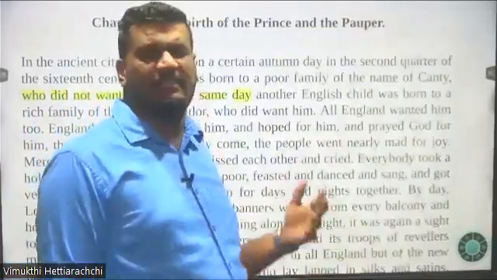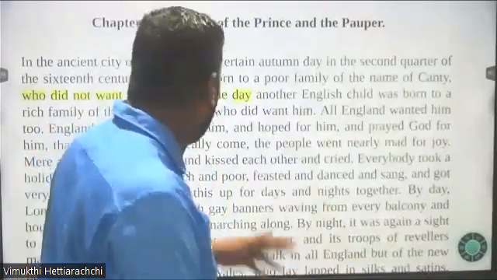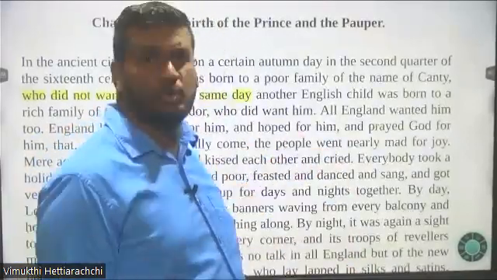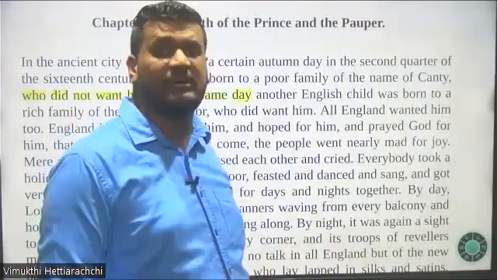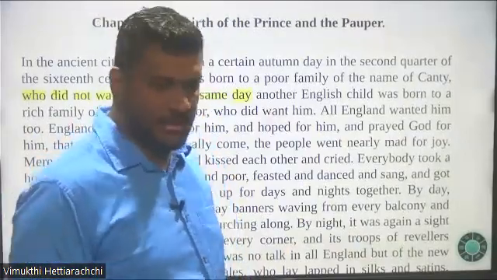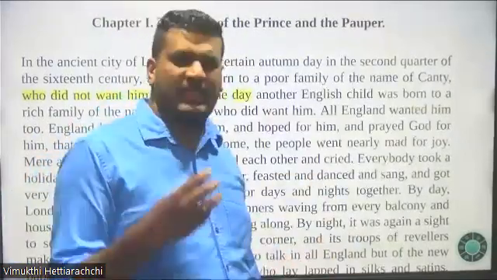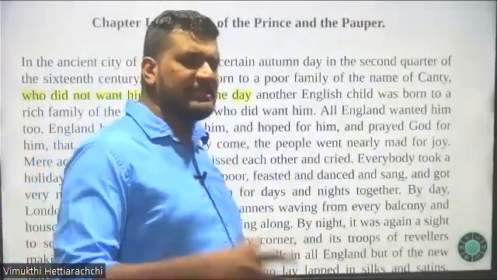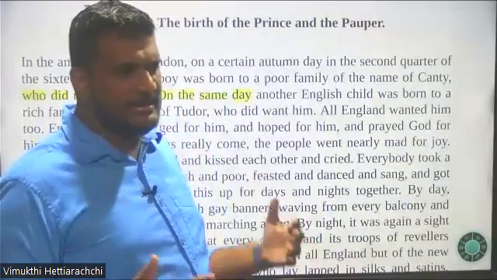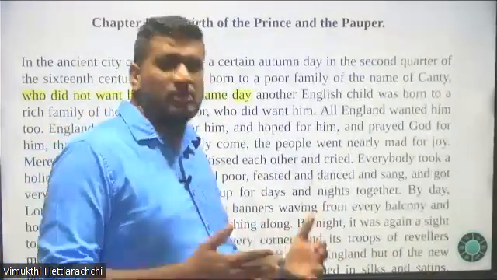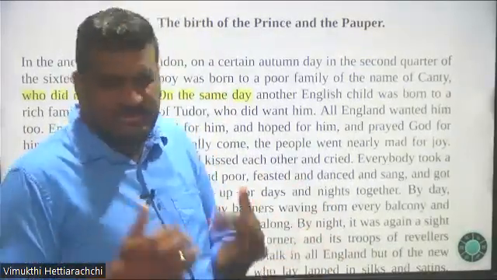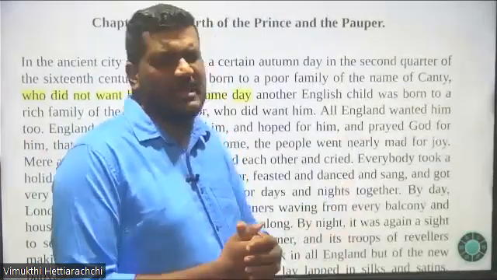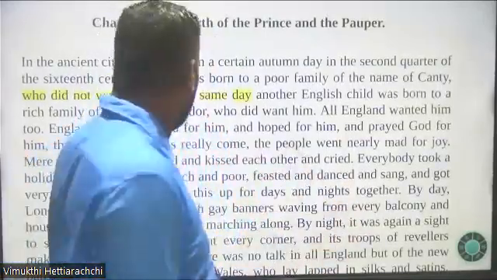Now you can understand the comparison if you pay your attention. Edward Tudor is actually born to a rich family, or else we can use the word noble family, right? He was born to a noble family. Now both are children, both were born on the same day. But see the comparison, see the social disparity. I hope you guys can understand the social disparity, right?